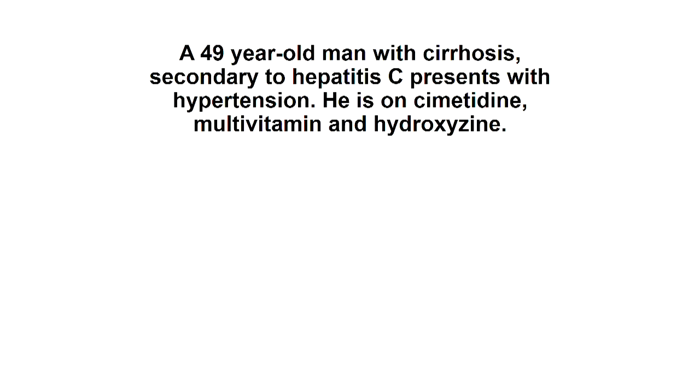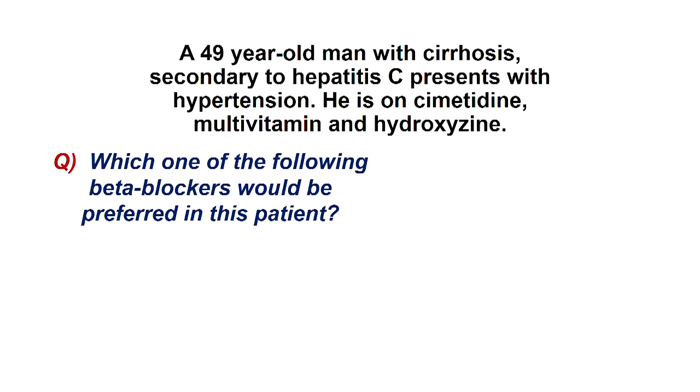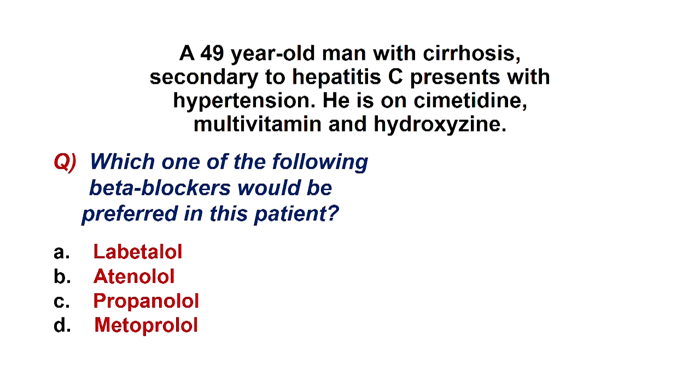A 49-year-old man with cirrhosis secondary to hepatitis C presents with hypertension. He's on cimetidine, multivitamin, and hydroxyzine. Which one of the following beta blockers would be preferred in this patient? A, labetalol, B, atenolol, C, propranolol, or D, metoprolol?